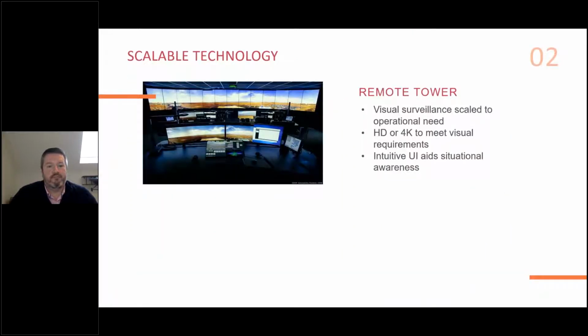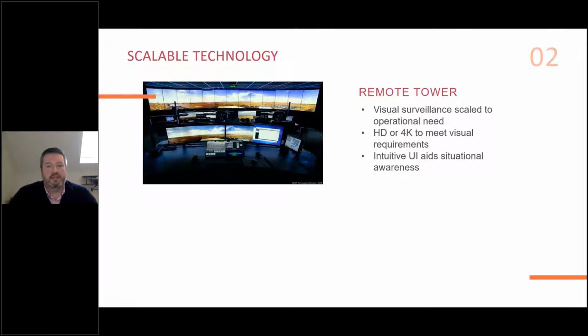Next slide, please. Okay, so our approach to providing this technology is very much scalable. So remote tower, not every airport is the same, you know. So we prefer to bring an approach where we scale the needs, meet the actual visual and operational requirements of the system, and this means that an airport might have an HD camera or a 4K camera solution, depending on what those visual requirements are.